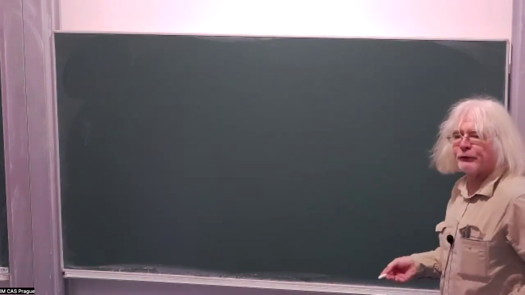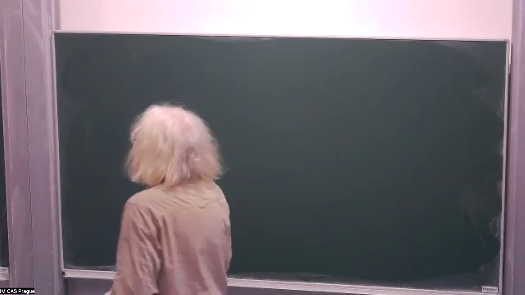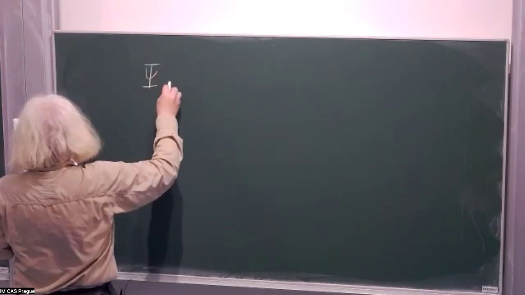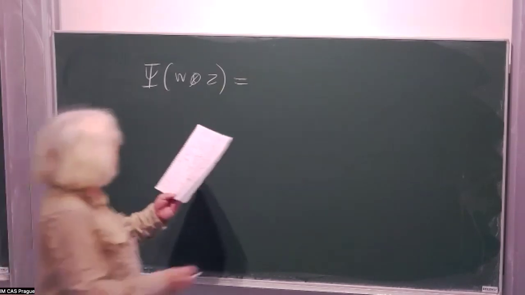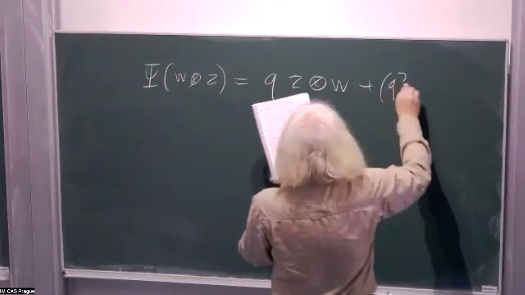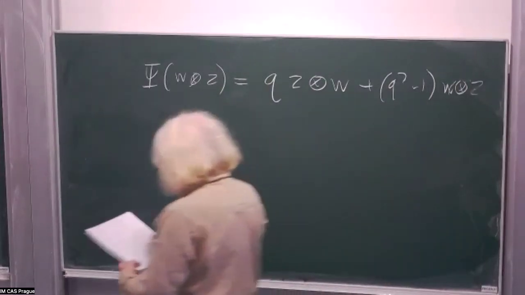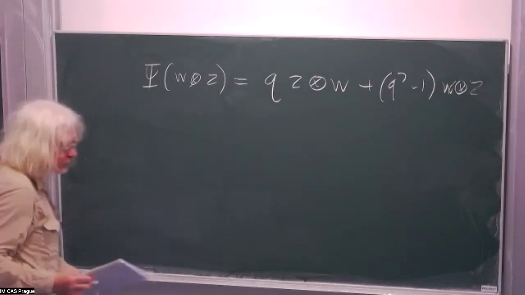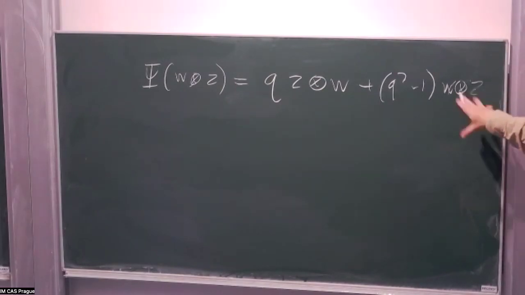I was practicing yesterday to get my board swiping technique. So just to give you a little bit about what this is, if you write down the braiding here, you will get qZ, well, and so basically the braiding is just giving you the relations in the algebra.